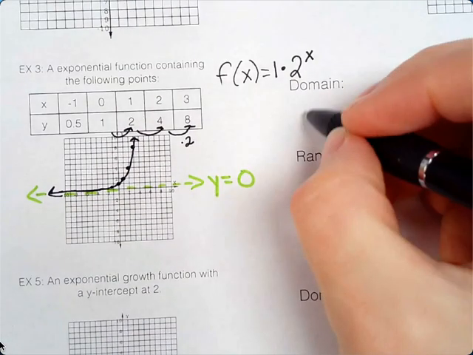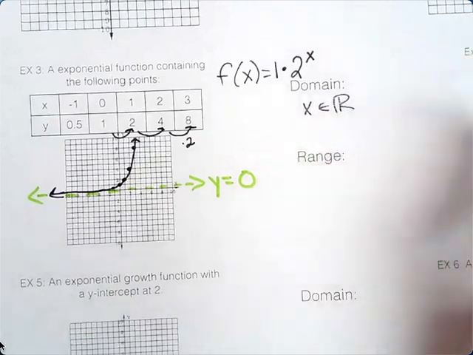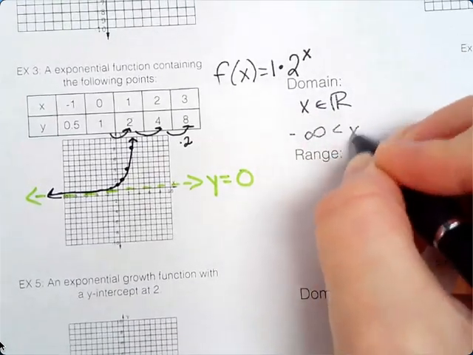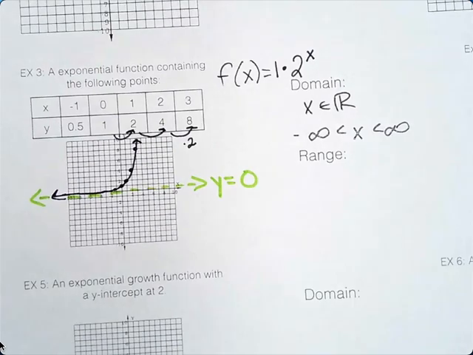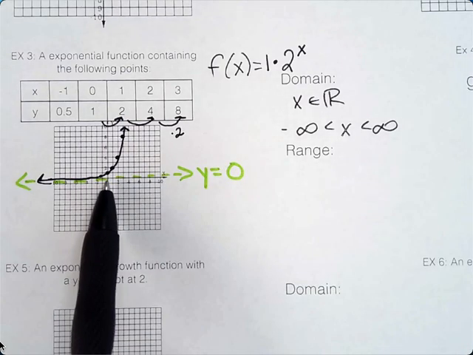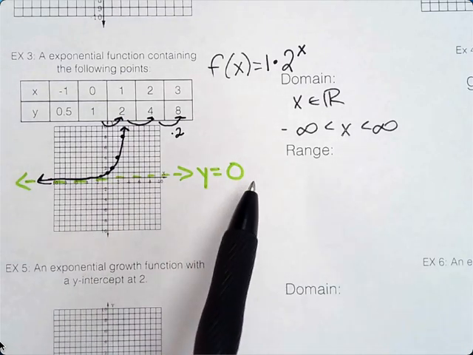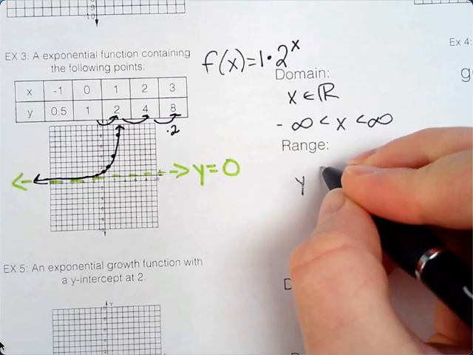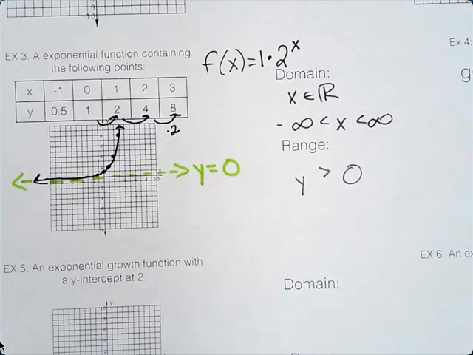So domain is going to be all real numbers, from negative infinity to infinity. And then our range is going to be all the numbers that are greater than 0. So y is greater than 0.